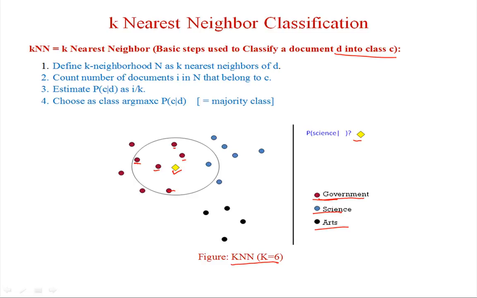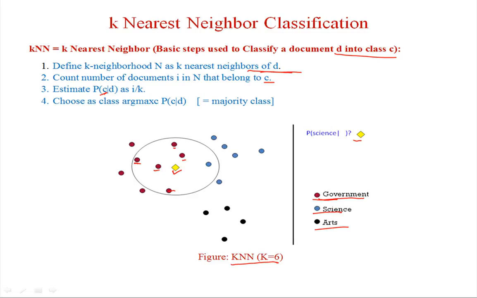First define K, how many nearest neighbors we want to use to classify the given document D. The next step is to count the number of documents I in the neighborhood N which belong to C. Now we estimate how many documents related to class C are present in that neighborhood count.